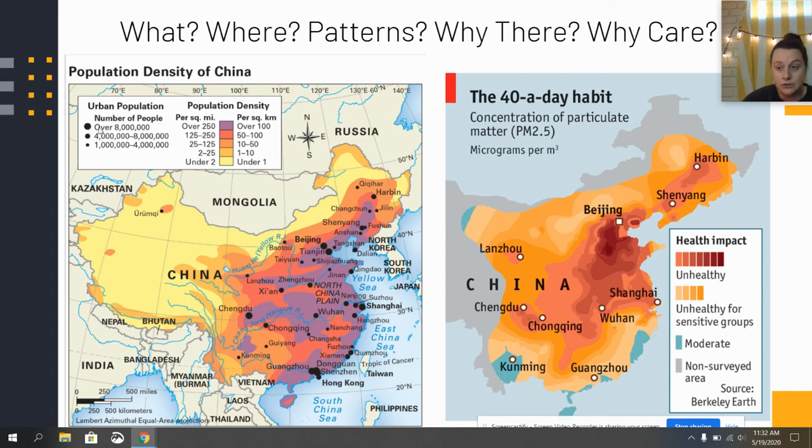So the largest dots is actually over 8 million people. And the colors are indicating to me the population density, right? So the darker the color, the purple color is going to be the highest rate of population density, over 250 people per square mile. And the yellow here indicates the lower level of population density, meaning that there's under 2 people per square mile, okay? So are people clustered, right? Or are they dispersed? That's a way to think about it geographically.